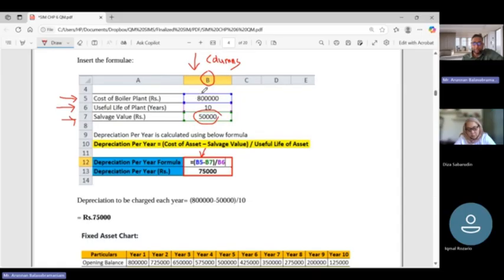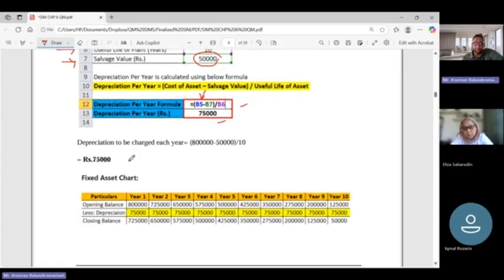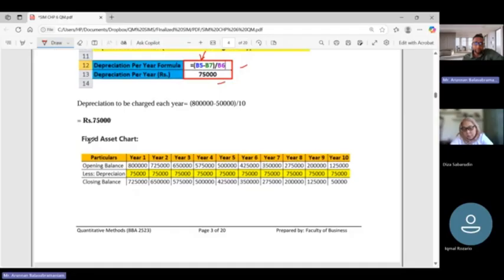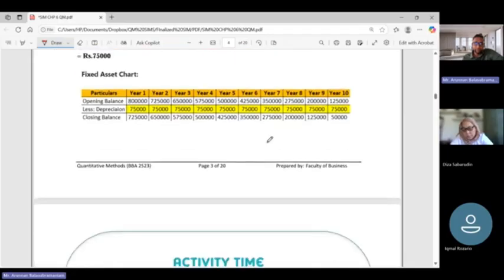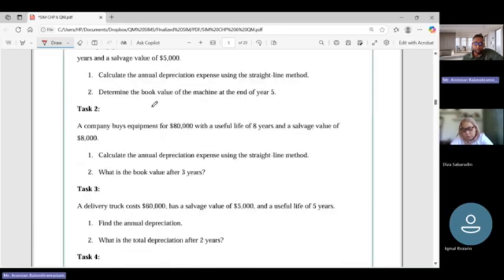So if they are in the column B, then you put B5 minus B7 divided by B6. So you can do the calculation here. It will give you the value there. As I can see, the depreciation per year is about 75,000. I can also try to do these activities over here. So I've given you a number of tasks for you to try out: task 1, task 2, task 3, and also task 4.